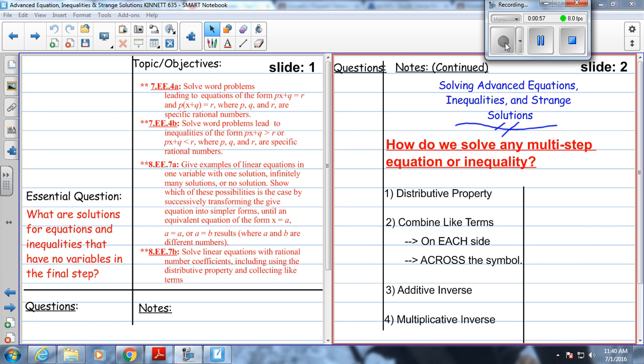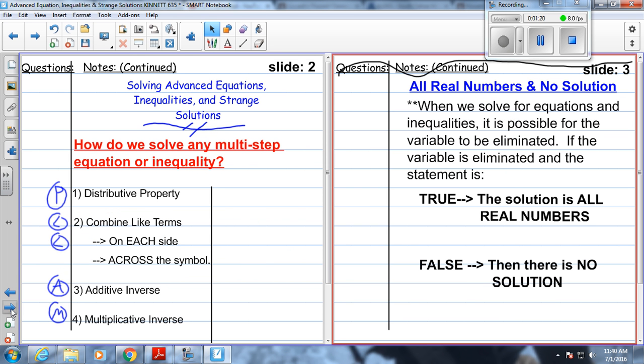So our essential question right now is, what funny things can happen when no variables are there in the final step for equations? And really, I just kind of reiterated here the four steps we're following, remember I used five: the distributive property, combining like terms, our additive inverse, and our multiplicative inverse. And it turns out we can sometimes have something funny happen when we use these skills. When variables are on both sides of the equal sign, sometimes they may be eliminated.